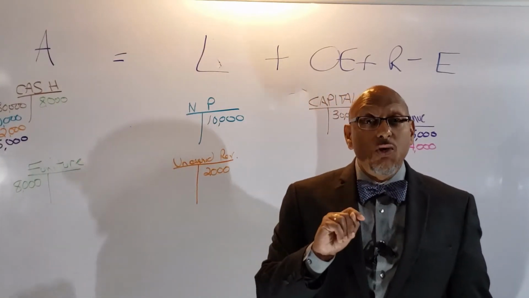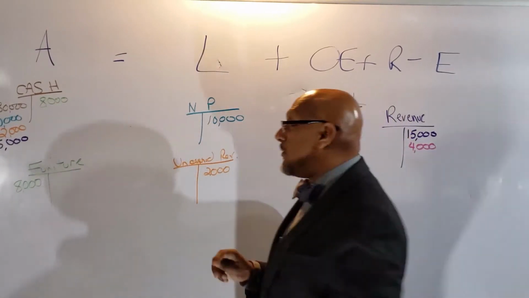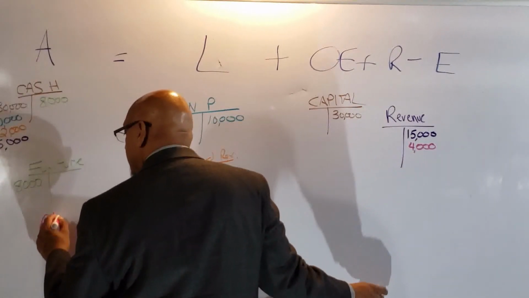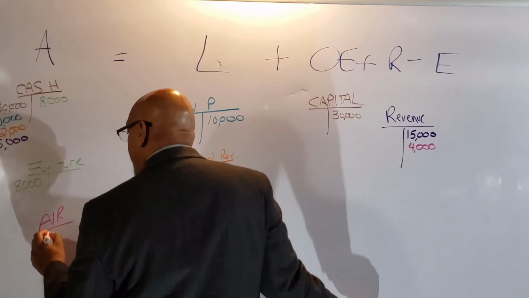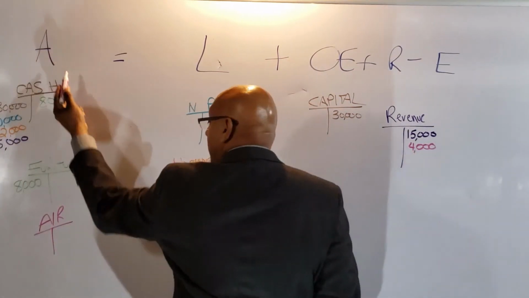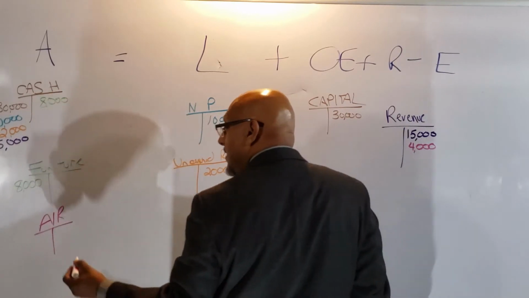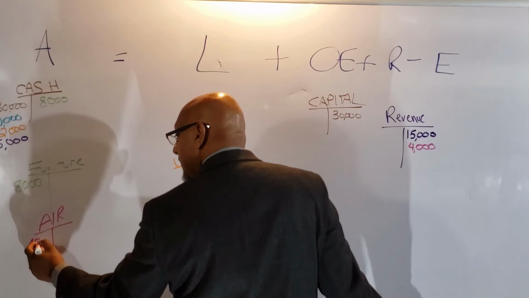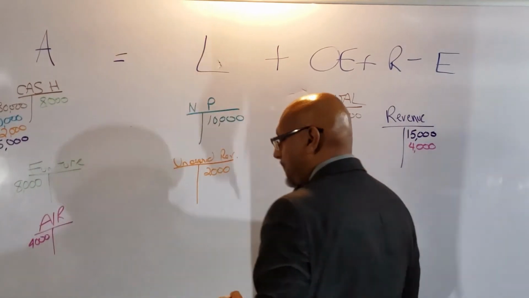We are going to have a new account called accounts receivable. So I'm going to put that down here, AR, and that for 4,000. Accounts receivable is an asset. It's a current asset, and it's increasing, so we are putting it as a debit over here.